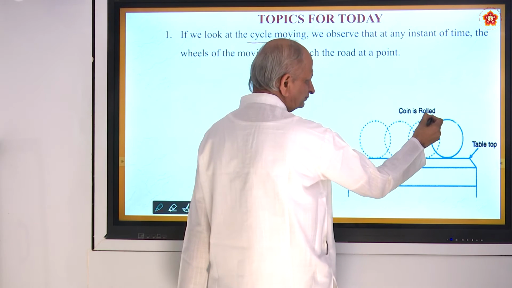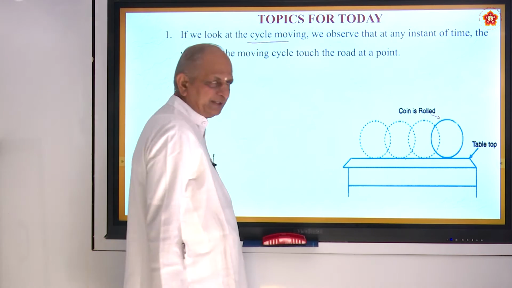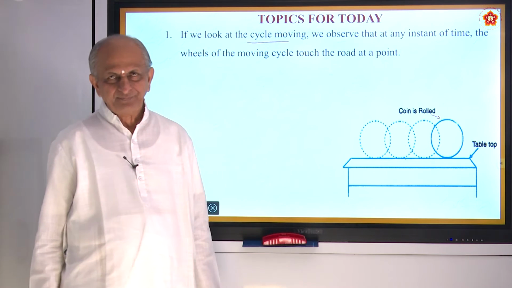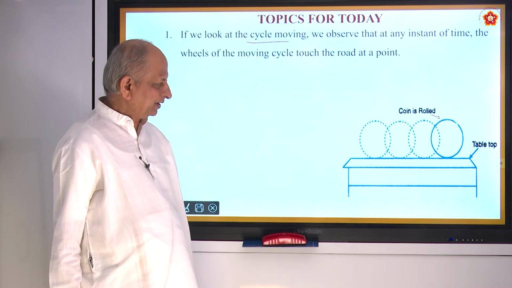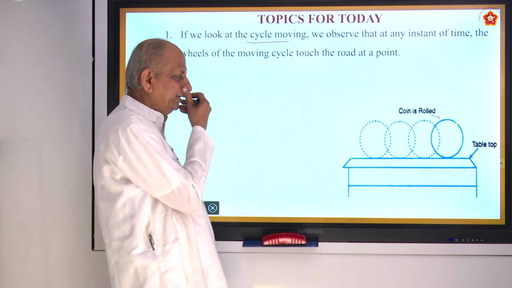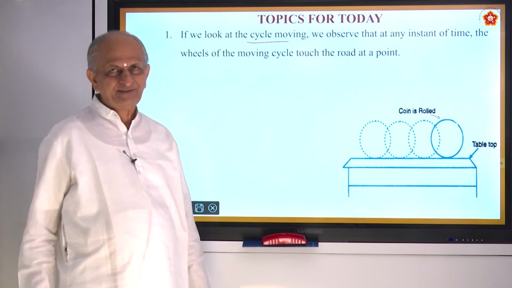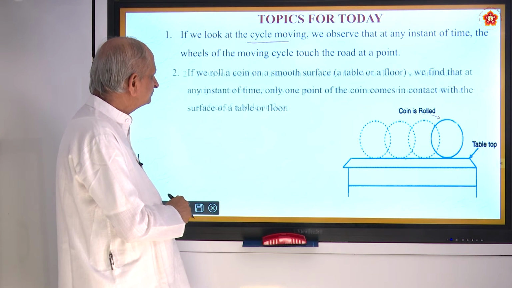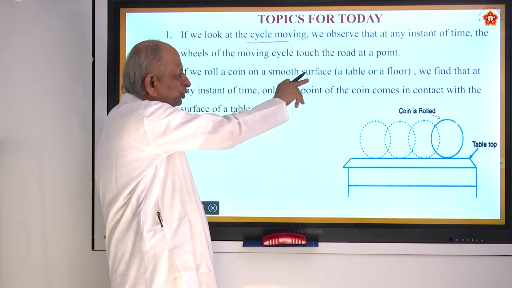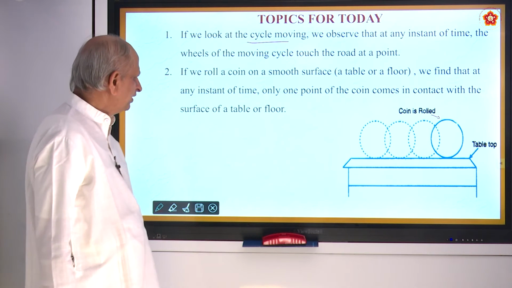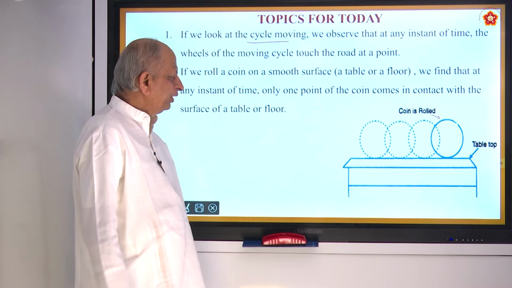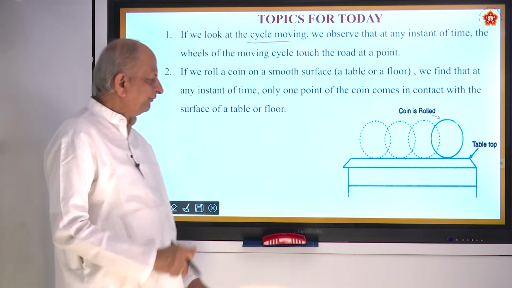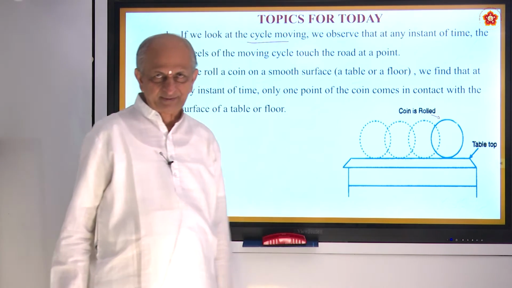So also if a coin is rolled, this is the coin. What is the shape of the coin? Shape of the coin is a circle. And this plane surface, the tabletop, if you consider it a straight line, the coin touches the surface at one point. So that's a very interesting thing we are going to study today. If you roll a coin on a smooth surface, say a table or a floor, we find that at any instant of time, only one point of the coin comes in contact with the surface of the table or floor. So it touches at one point.